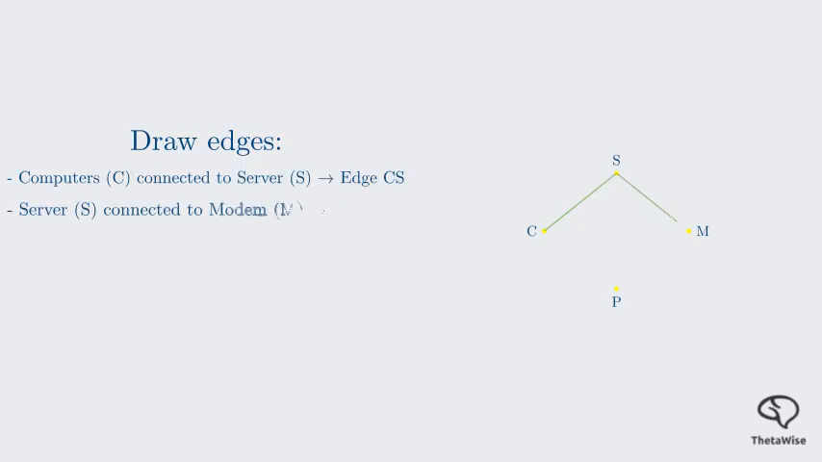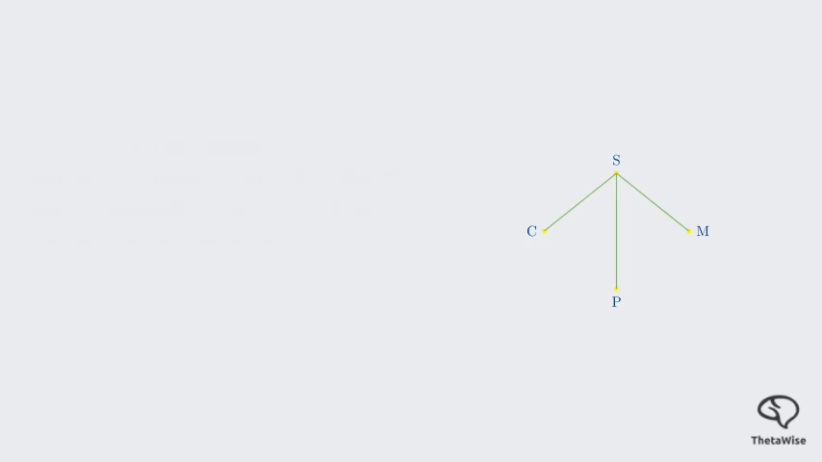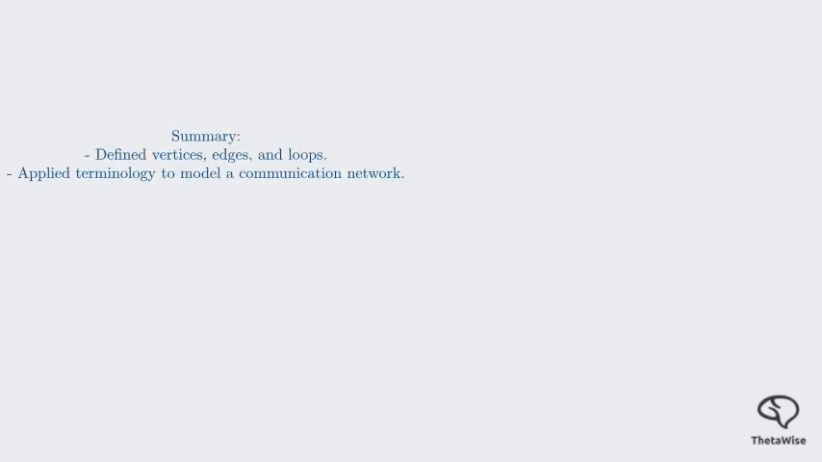Now, let's add the connections, or edges. The notes tell us the 7 computers are connected to the server, so we draw an edge between C and S. They also state the server is connected to the modem, so we draw an edge between S and M. Finally, the server is connected to the 2 printers, so we draw an edge between S and P. This graph now visually represents the structure of the communication network. So, we've now defined vertices, edges, and loops, the fundamental building blocks of graph theory. We've also applied this terminology to construct a simple model of a communication network.